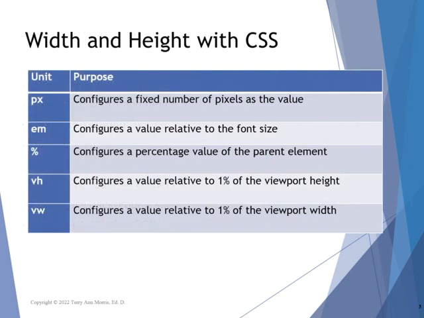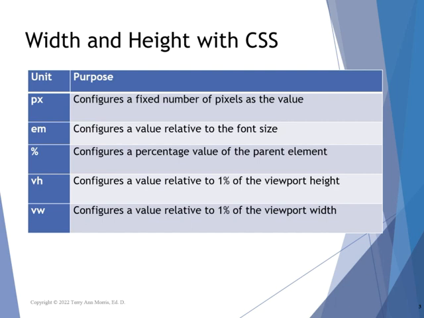Width and height with CSS. Looking at the slide, we have unit and purpose. In CSS, we have different types of units such as pixels, EM, percentage, VH, and VW. For pixels, it configures a fixed number of pixels as value. For the EM, it configures a value relative to the font size, and for the percentage, it configures a percentage value of the parent element. For VH, it configures a value relative to 1% of the viewport height. For VW, it configures a value relative to 1% of the viewport width.